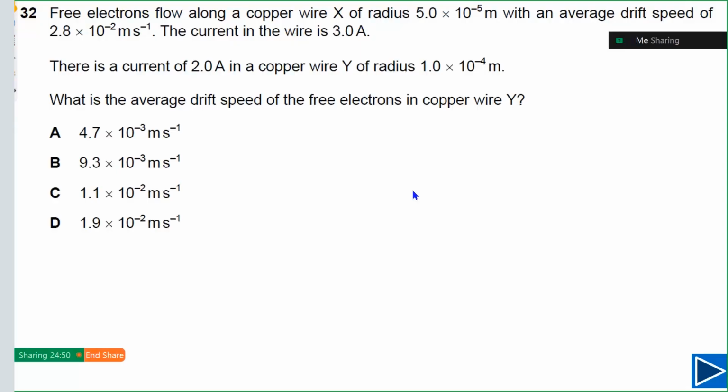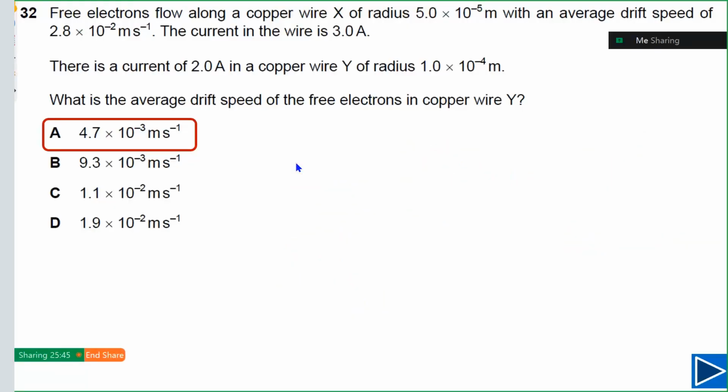After 1 minute I will explain, so please do it first of all by yourself. Just a few seconds, then I will explain. I will show you the answer and then I will explain. Answer for this question is A. A is the answer. So let me explain to you now why the answer is A.